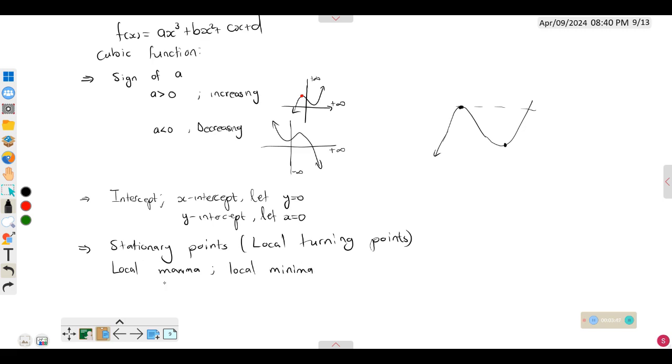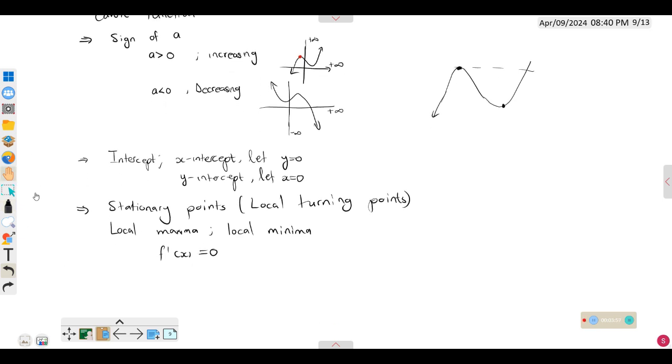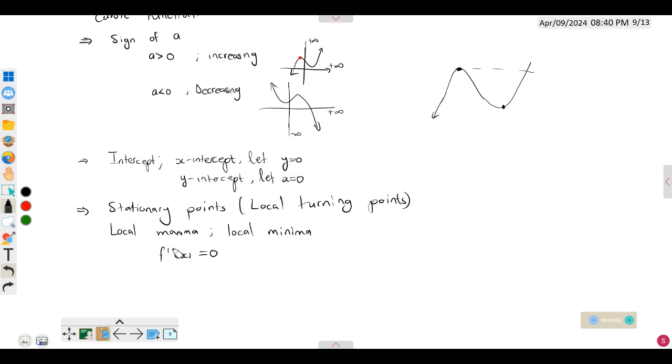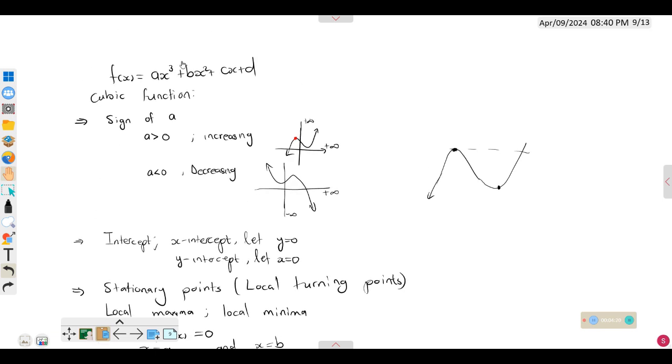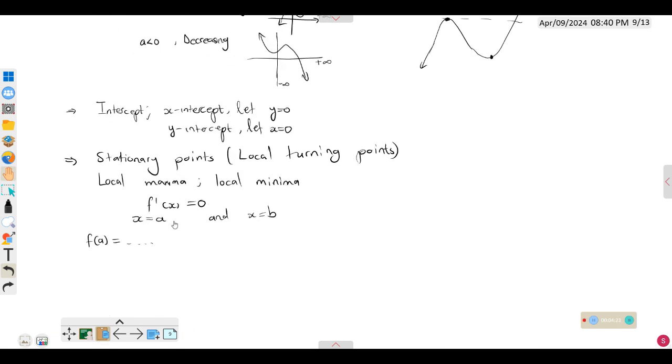And then in order to find these, you should differentiate your cubic function with respect to x and equate to 0. Then you solve for the x values. Let's say after solving for x, you get x equals a and x equals b. You will then take these values and substitute back into the original equation, whereby you will find f of a, which equals ax cubed plus bx, all that. You just substitute a into that equation, same as b.